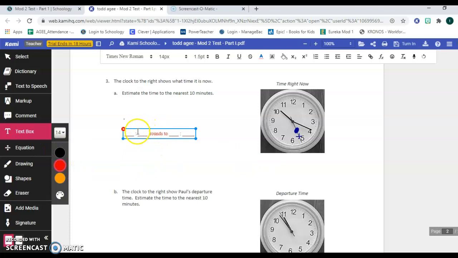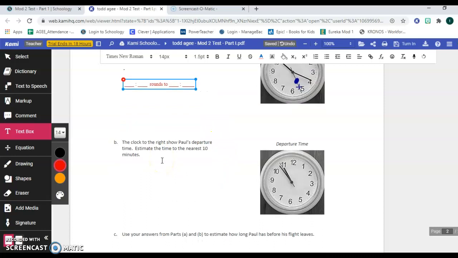So basically what you're going to be doing is you're going to be looking at this number here. The first number is the hours, the second number is the minutes, and you're going to be using this number, the exact precise number, to round to the nearest 10. The hour is not going to change. The minutes should have a 0 at the end because you're rounding to the nearest 10.